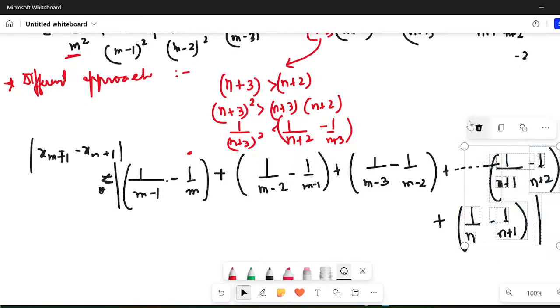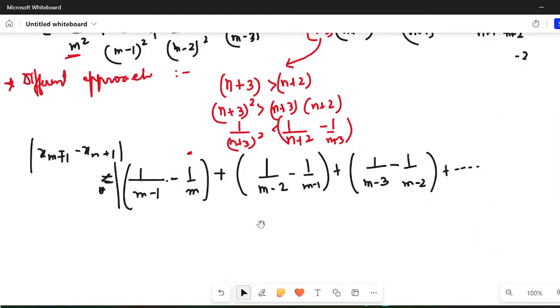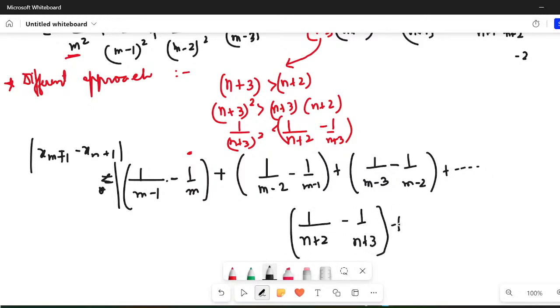So what would this term be then? I think this term would be, I should write this way, 1 upon n plus 2 minus 1 upon n plus 3. Then plus, what would I get next? Next is n plus 2. What is n plus 2? N plus 2 is greater than n plus 1.